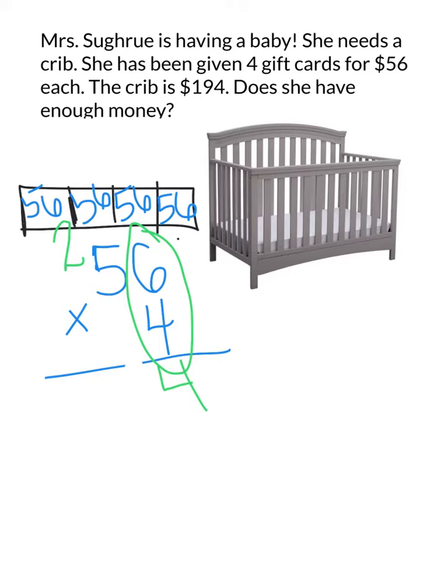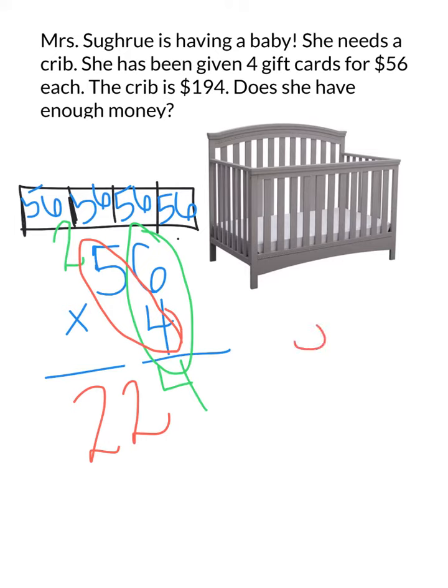Next, we are going to multiply our 10s. So 4 10s times 5 10s is equal to 20 10s. Yep. Is that all the 10s we have? Nope, we have the 2 extra from our ones multiplication problem. We have 2 extra 10s. So we have 22 10s altogether. Ooh. So it looks like you have $224 in gift cards.